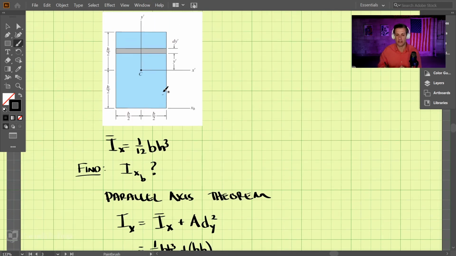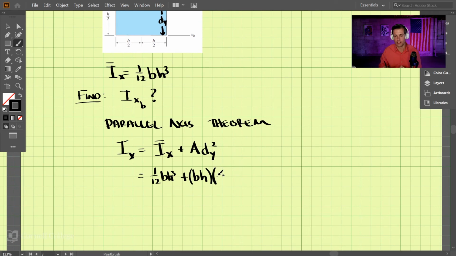And then we need to multiply it by the perpendicular distance squared. And the perpendicular distance is the distance between these two axes. So you can think of this as dy here. Okay, so that's dy. And in this case, it's h over 2. So we have h over 2, and then we square that. And what that comes out to be is 1/12 bh cubed plus bh cubed over 2.